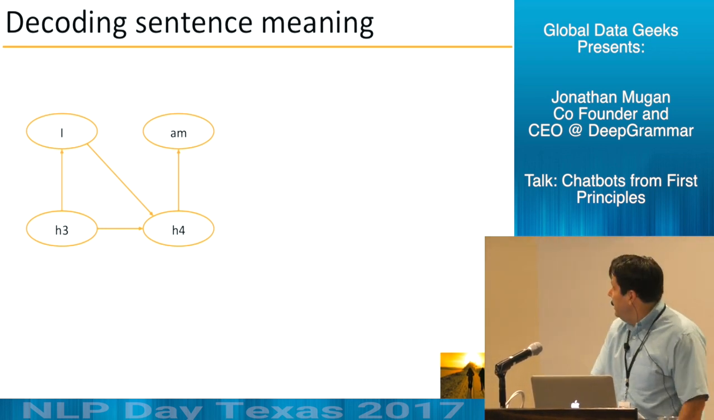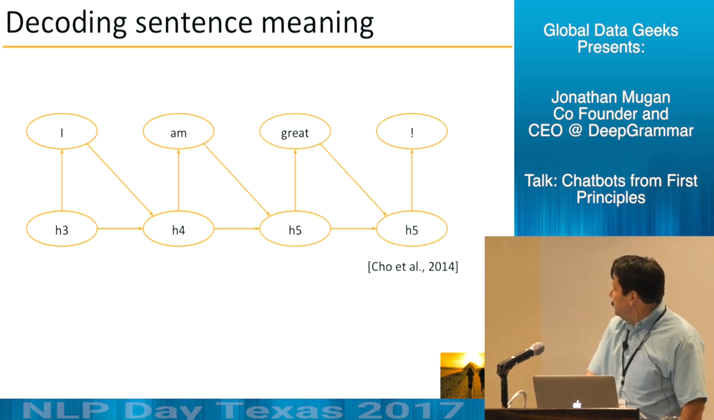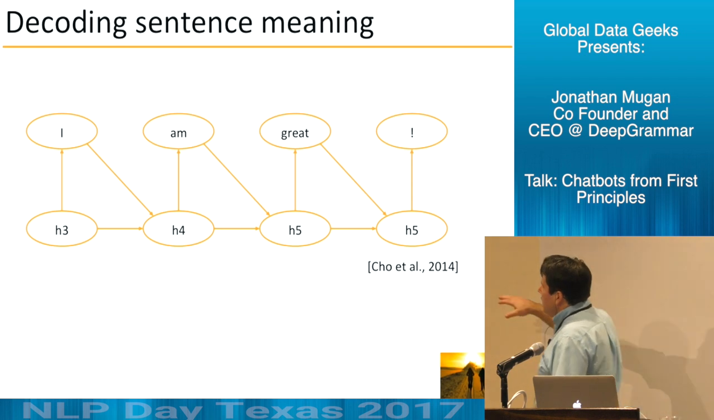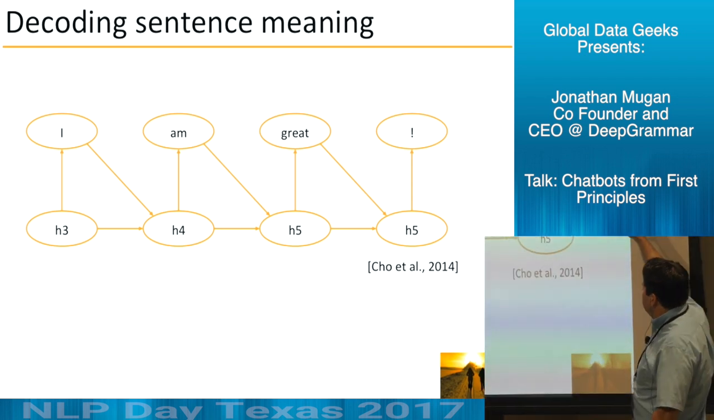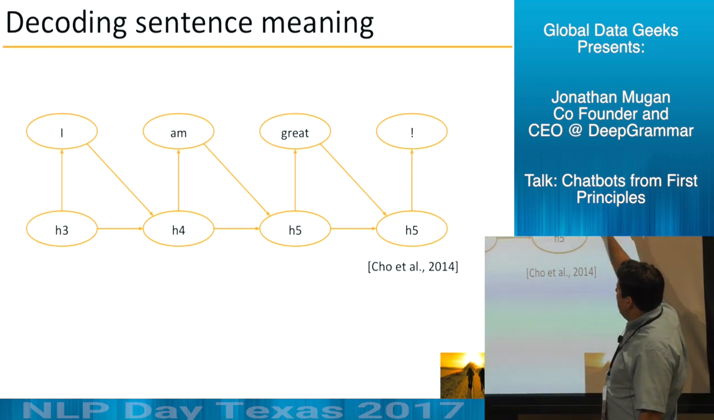I am, right? And then you just keep going, generating these states, 50,000 dimensional, until you hit some special stop symbol, which in this case is just a punctuation. And so, I am great.